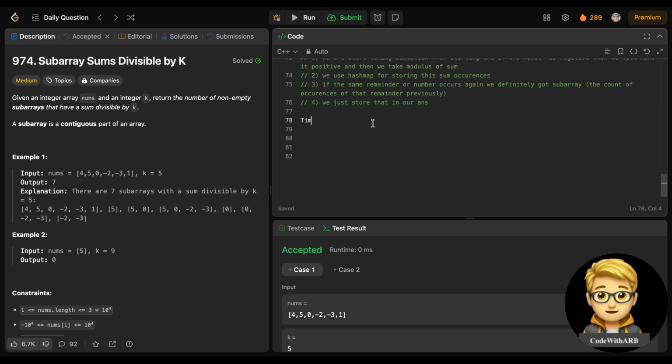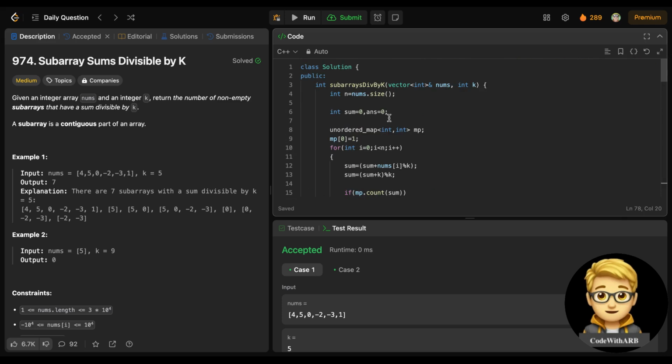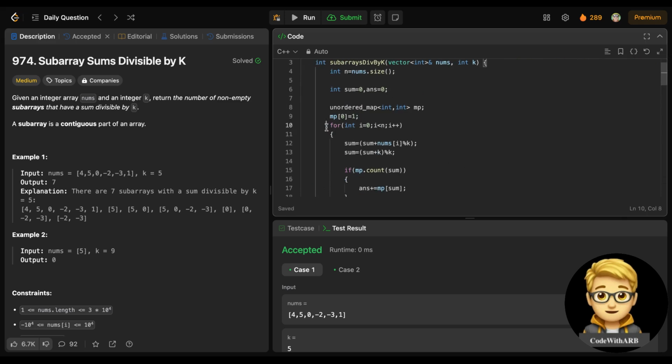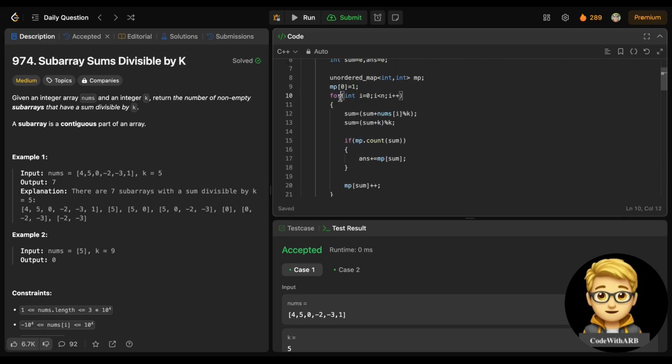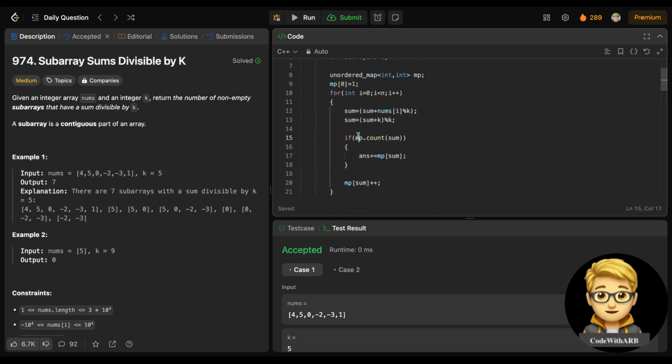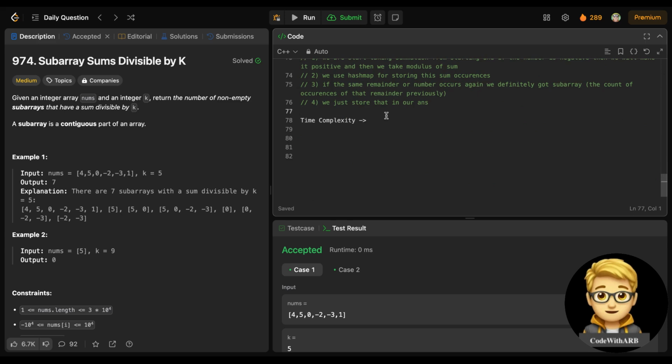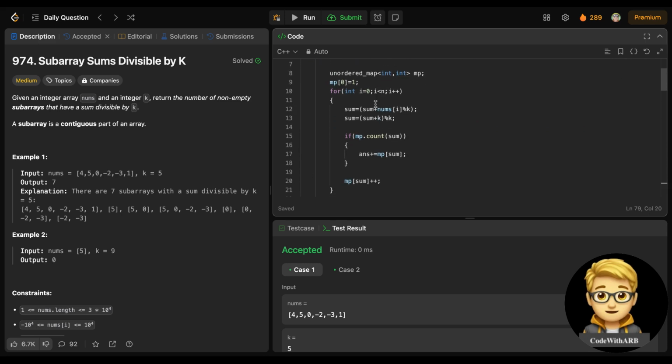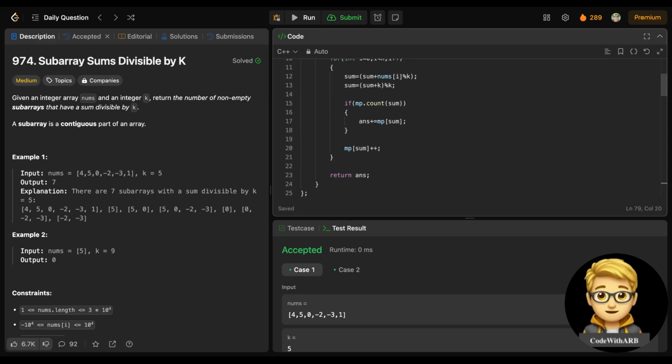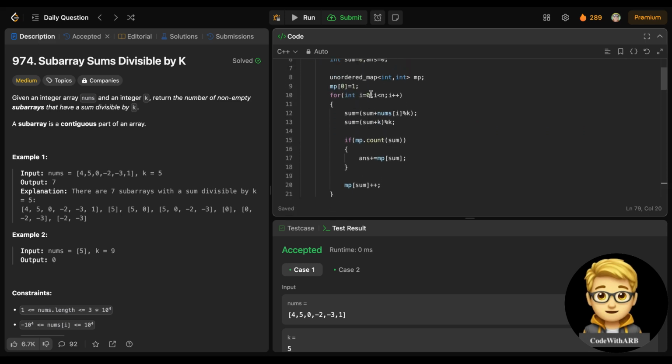Now the time and space complexity. The time complexity will be the same as previous. We are taking O of n for iteration, and the map count takes O of 1 for fetching, as it is a hash table. So that would be O of n only. And what will the space complexity be? Yesterday I told you wrong that it is O of n; ultimately it will be O of k only.